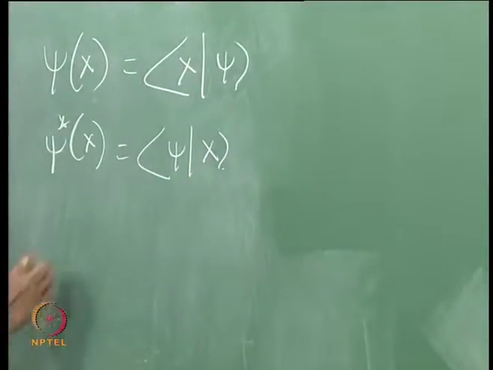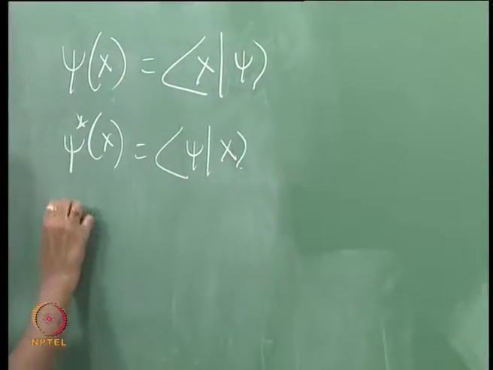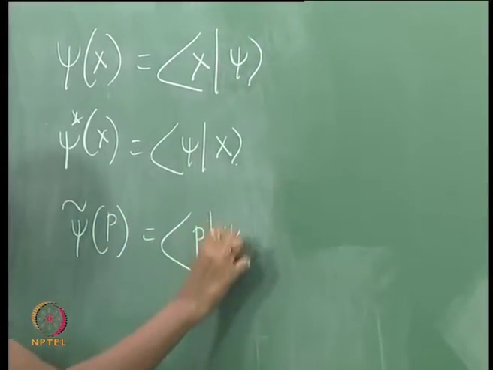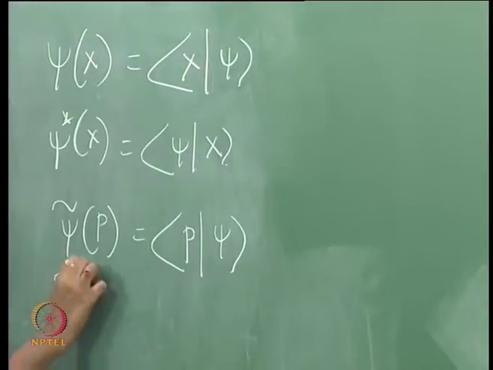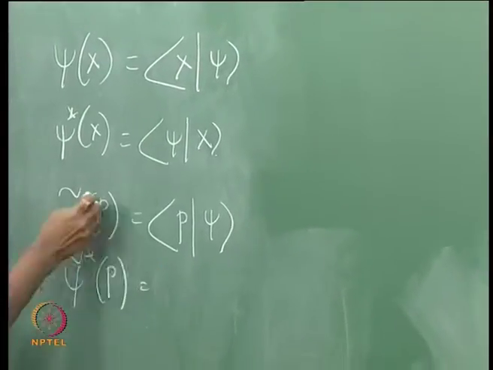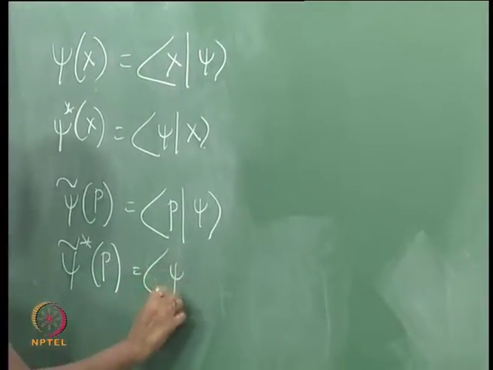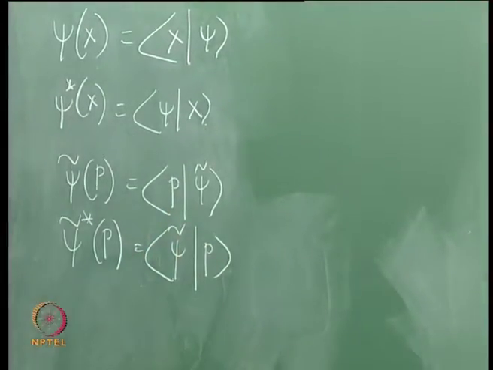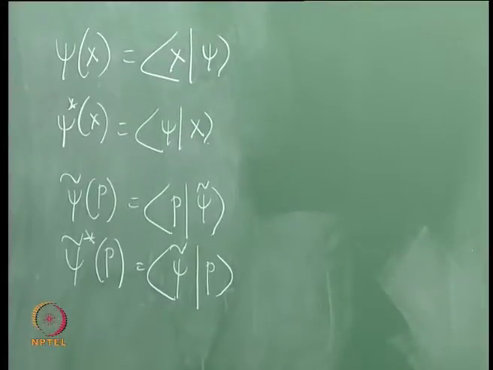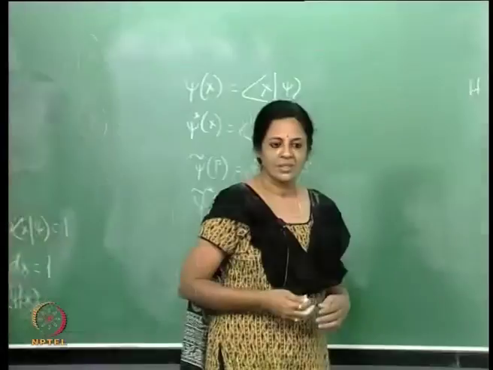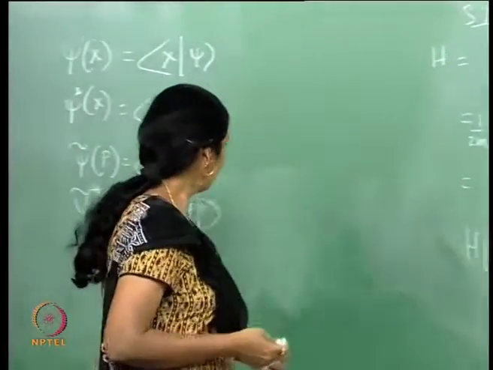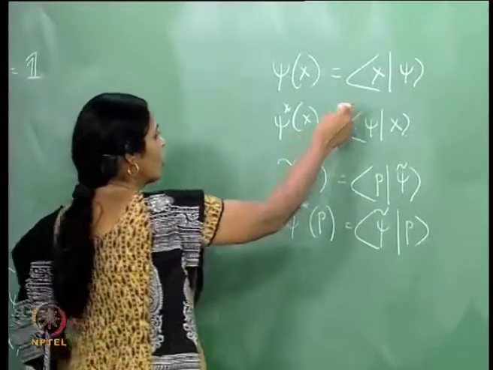Similarly, if I were looking at the momentum representation, psi tilde of p is ⟨p|psi⟩. Psi star tilde of p, which is the complex conjugate, is ⟨psi tilde|p⟩. So, this is the way we represent states, as functions of position or as functions of momentum. This is a very crucial input.